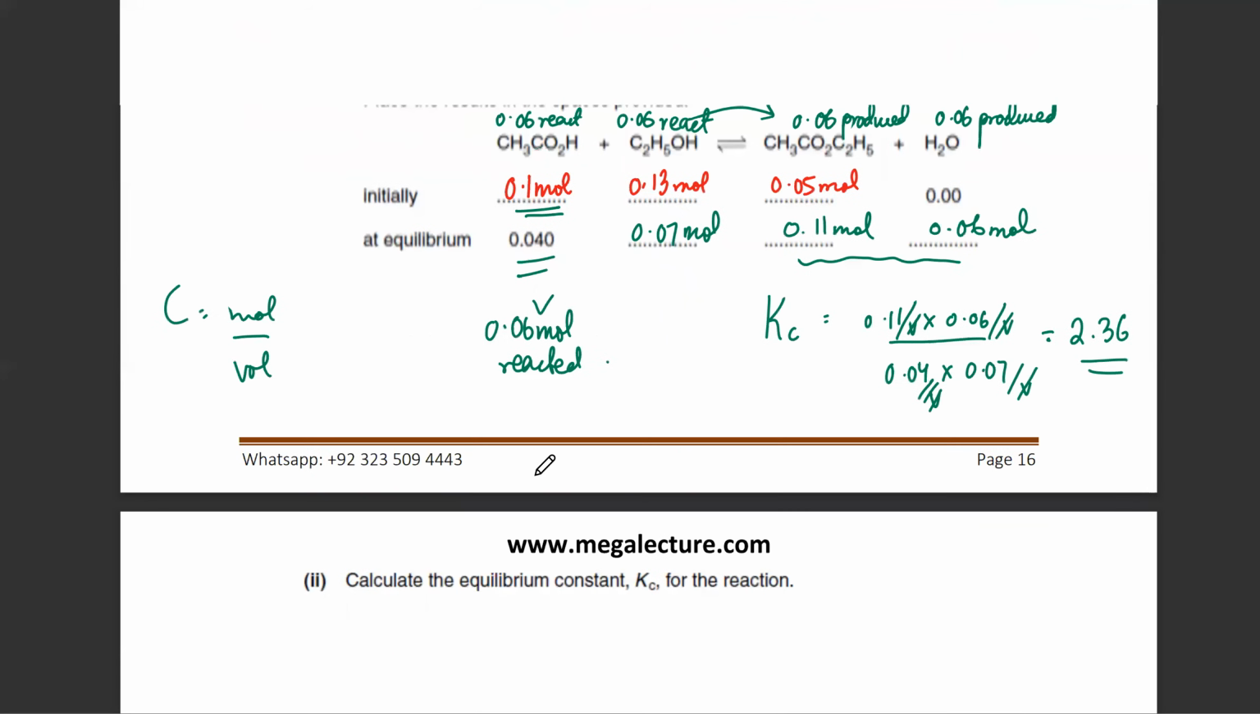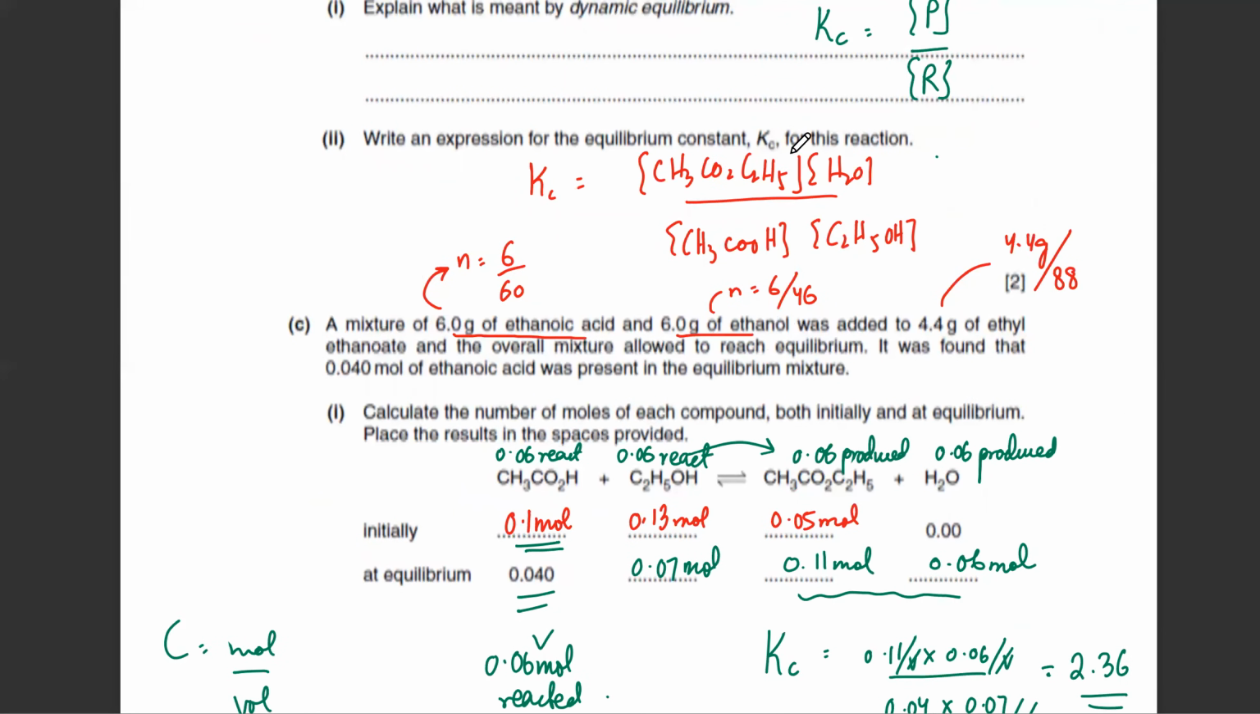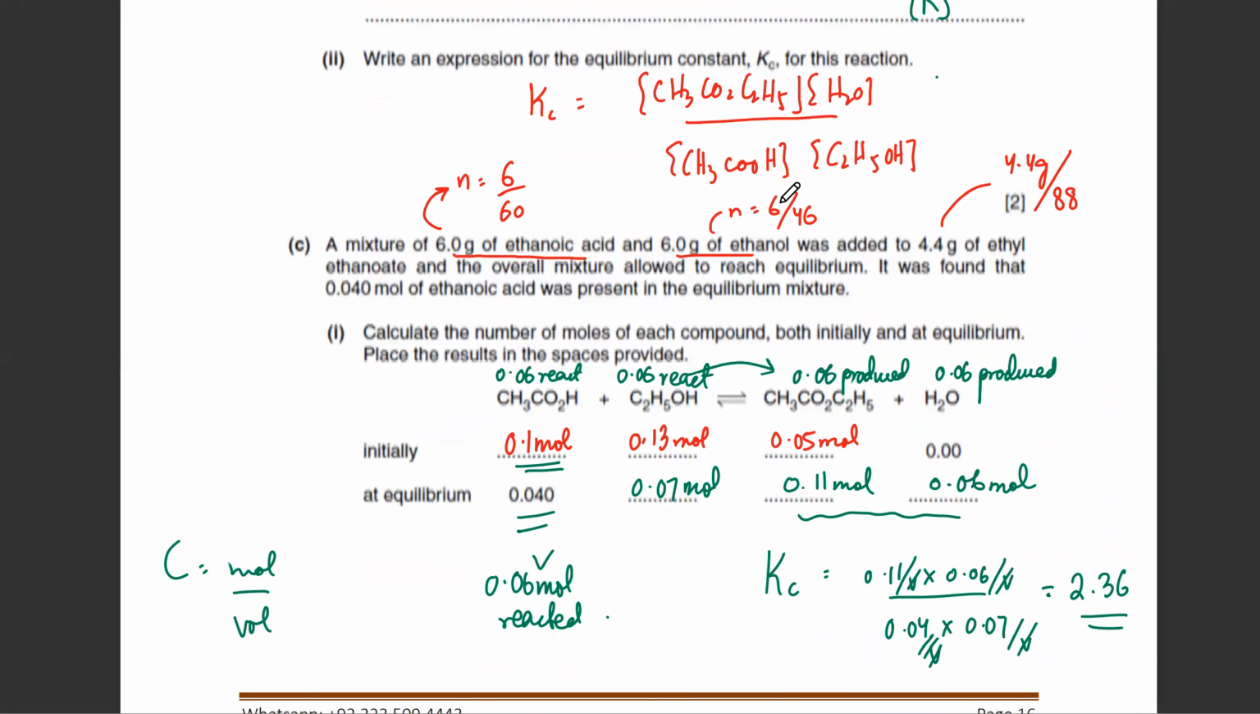It has no units because the units get cancelled out. Concentration into concentration, mole per dm cube into mole per dm cube, divided by mole per dm cube into mole per dm cube. So all the mole per dm cubes would get cancelled out, which is why in this specific case, Kc is not going to have any units.